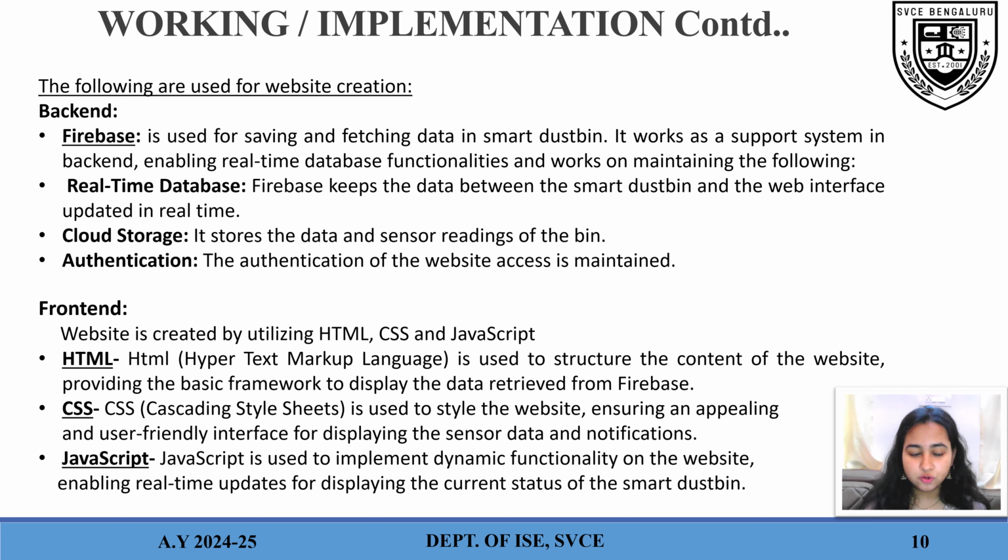And in the front end, we have used HTML, that is hypertext markup language, which is used to structure the content of the web page, basically to form the framework of the web page. Then CSS, that is cascading style sheets, is used to style the website, ensuring an appealing and user-friendly interface for displaying the sensor data and notifications, like fonts, colors, and background. JavaScript is used to implement dynamic functionalities on the website, enabling timely updates for displaying the current status of the smart bin.